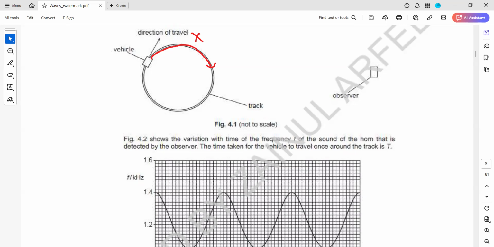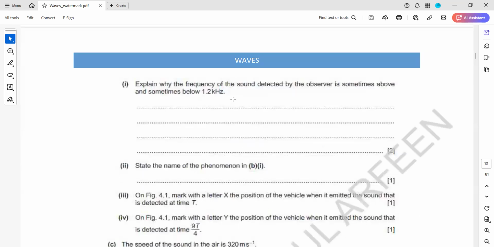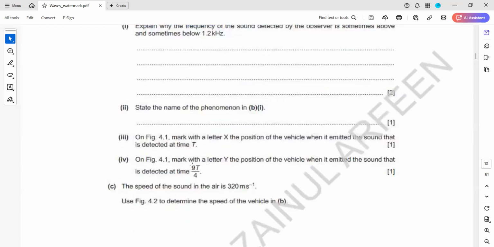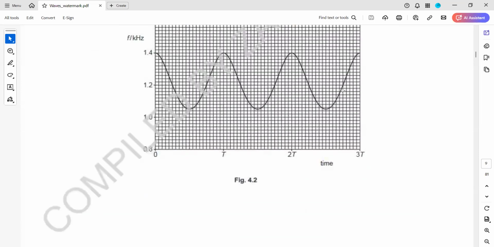Then the next part, as the frequency is maximum there. On figure 4.1, mark with the letter Y the position of the vehicle when it emits a sound which is detected at time 9t by 4. 9t by 4 means about 2.25t. So 2.25 will be here, and at 2.25, it is 1.2. If you are receiving 1.2, what will be the likely position?